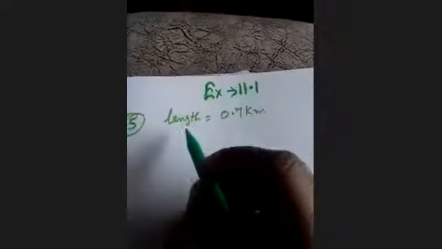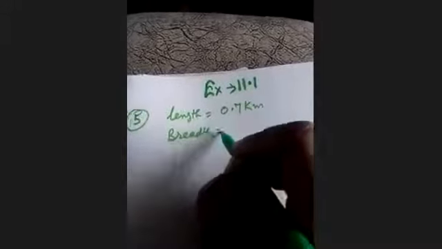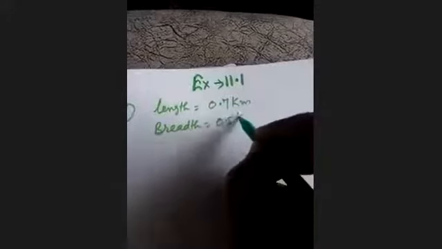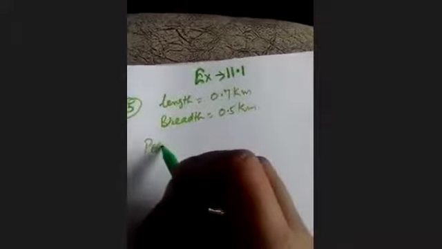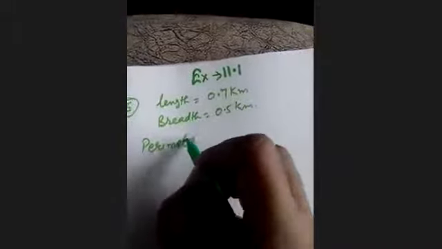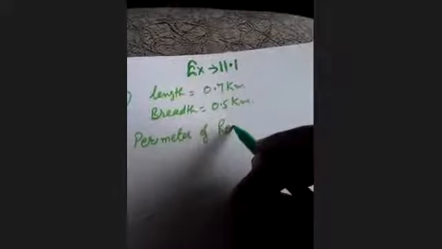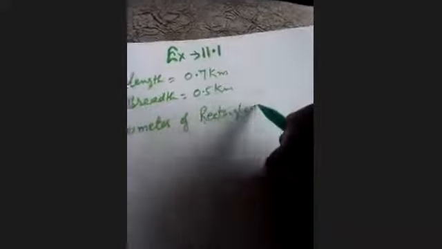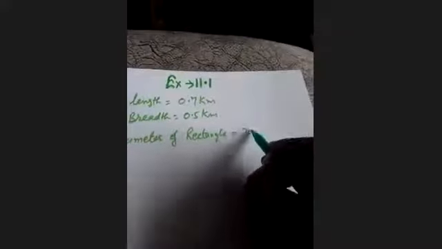To find this, students, first we will find the perimeter of the rectangle. Length is 0.7 kilometer and width is 0.5 kilometer. Now we'll find the perimeter. Perimeter of a rectangle is 2 multiply length plus width.